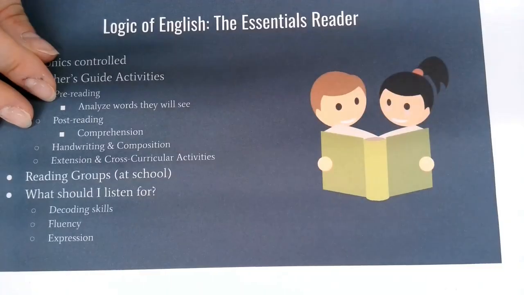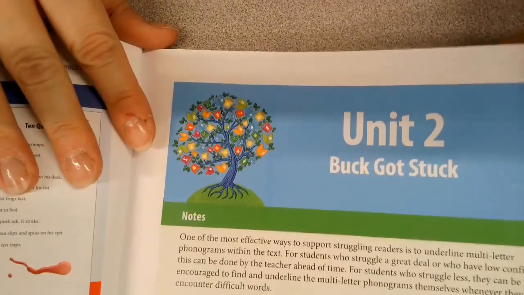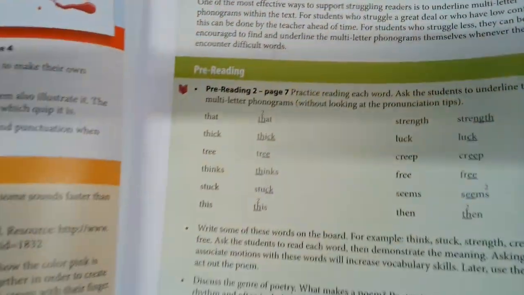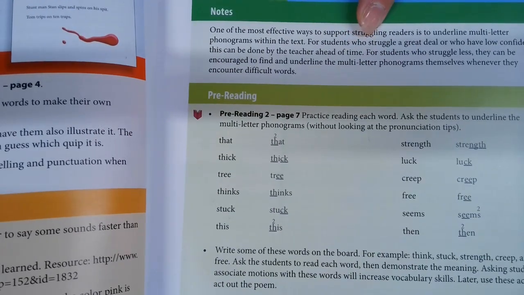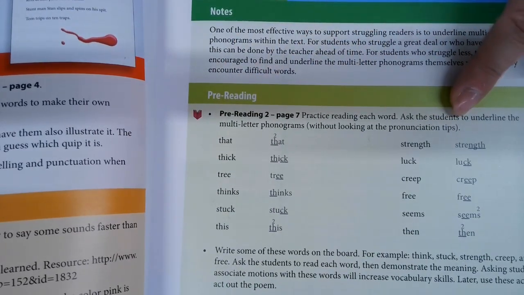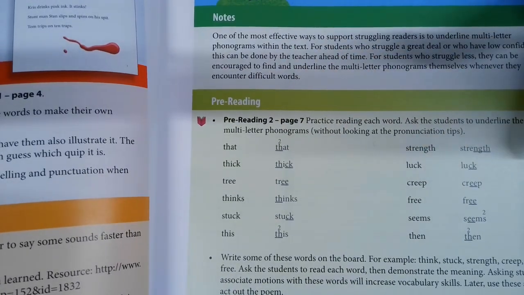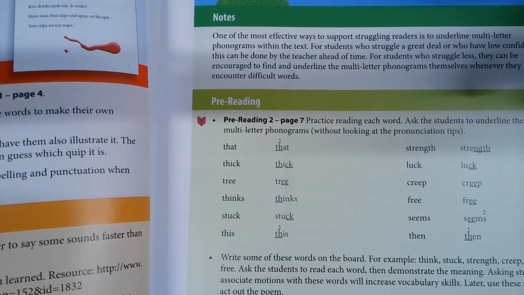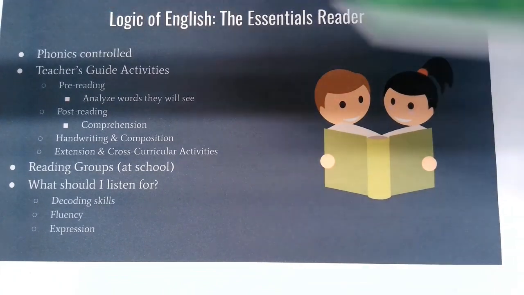So a lot of the skills are going to be done at home. So if you look on page 7 then, of your book, Unit 2, Buck Got Stuck, you're going to do at the bottom of the page where you'll read through the notes. Those are notes to you, the teacher. And then you'll go over this pre-reading. So we're giving the kids practice looking at the words before they actually read the story. When they come back to school on day 3, that is going to be their first read of the story.